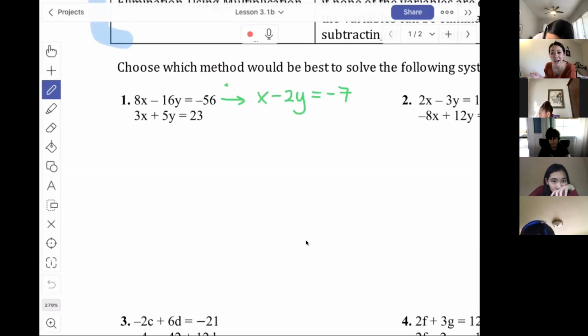Okay, then Alyssa, I want to use substitution. So I'm going to substitute. Now that I solved for x, I'm going to plug that in for this x in the second equation. So what do I get when I substitute into the second equation? 3 times 2y minus 7 plus 5y equals 23. Good. And just make sure it is a positive 2y that you're substituting. Positive 2y.